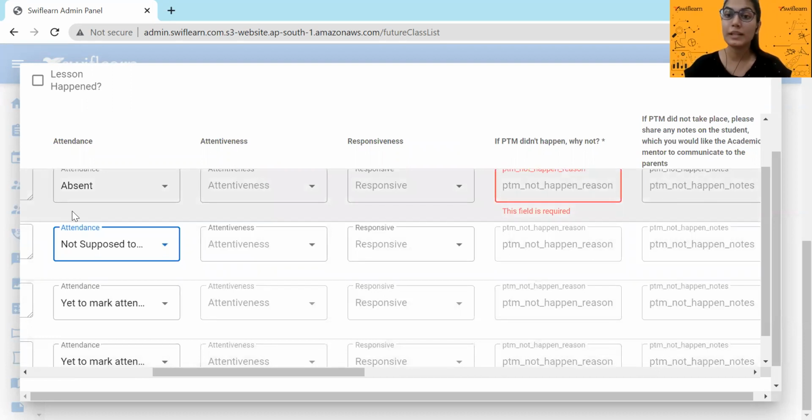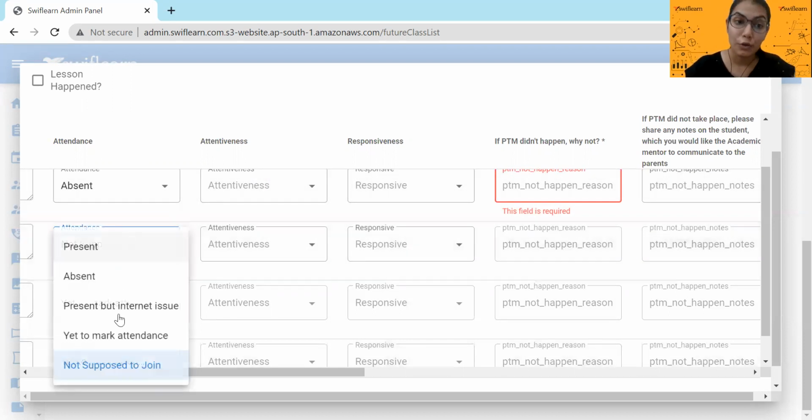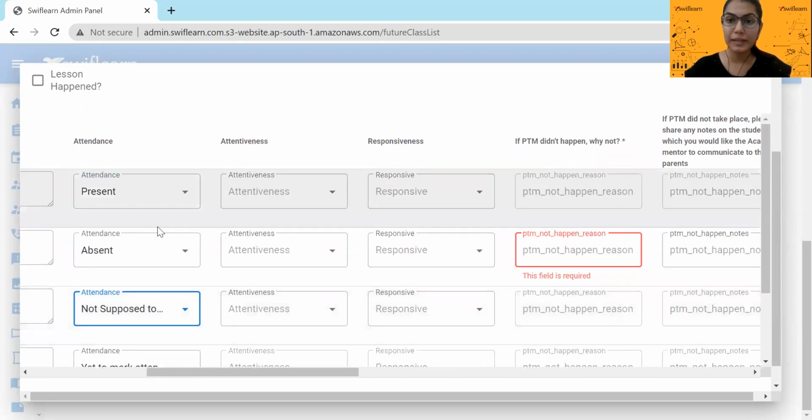Now let us assume that out of the 6 students that you have in your batch, the first 4's PTM is scheduled on day 1. For the 2 students whose PTM is not scheduled, you will be marking them as not supposed to join. Okay, teachers. Now, apart from that, I think the rest is self-explanatory.